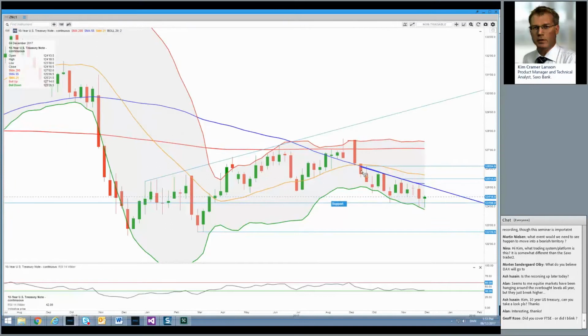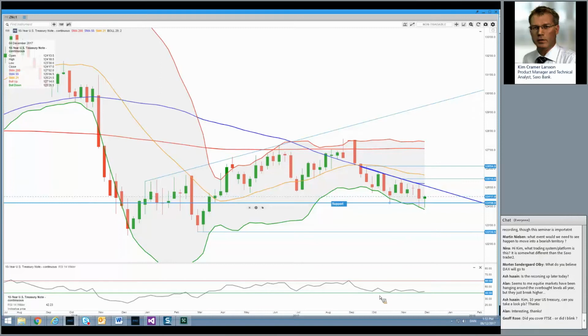Had this massive bearish candle, so you can see it tested here. If it actually breaks and closes below the 124.6, well, then we are talking about 122.20, 123 level. We are not quite there yet. As you can see also that RSI is still positive.